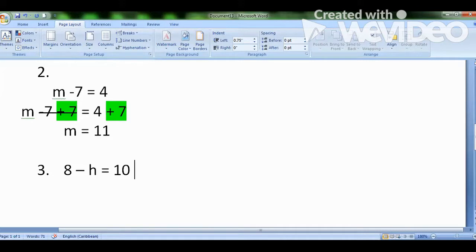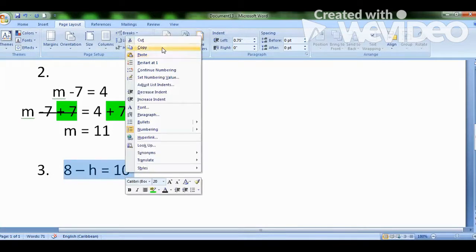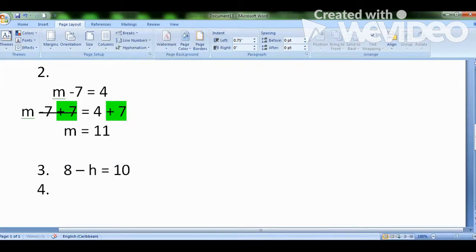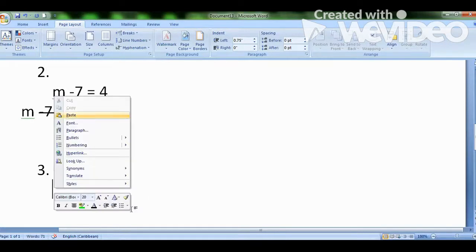All right, so basically we're going to use the same approach. But this approach is going to be a little bit different. So what do we want to get rid of? We want h. So we don't want the 8.